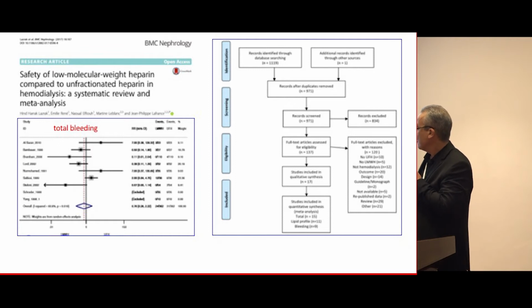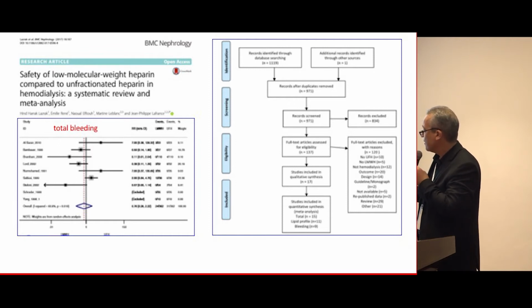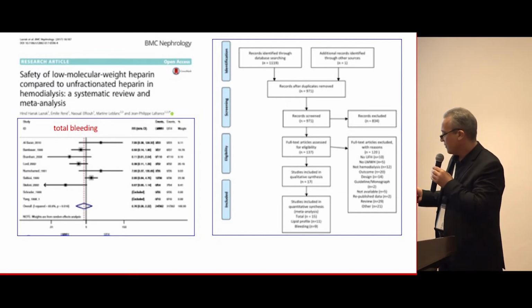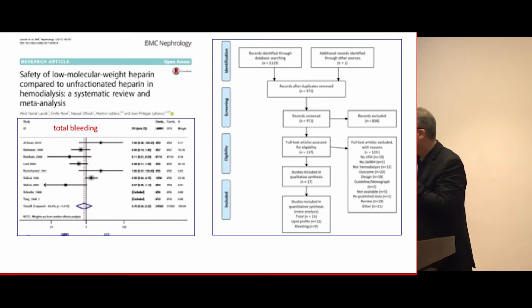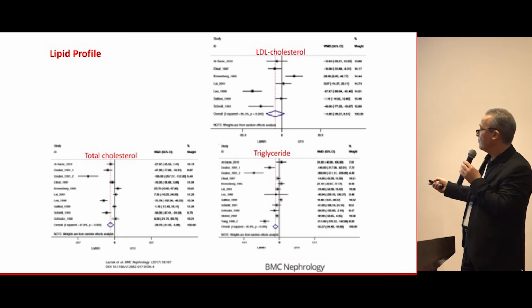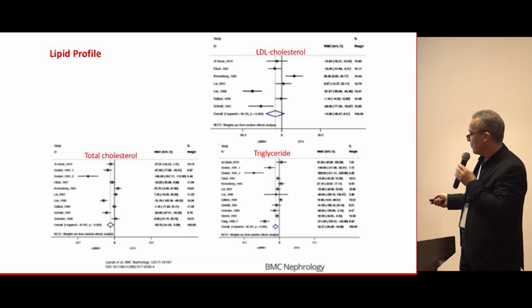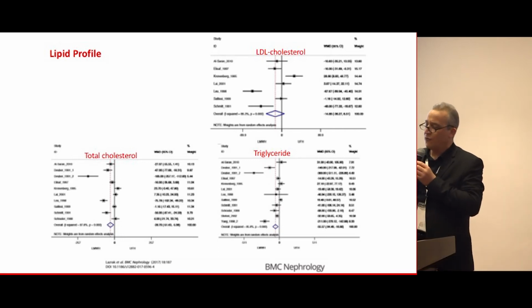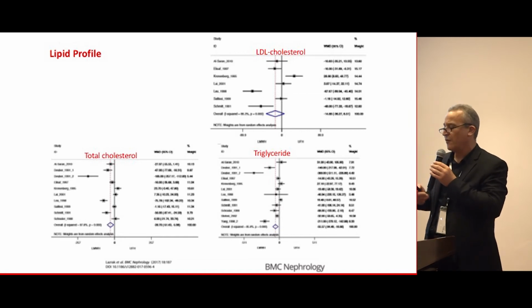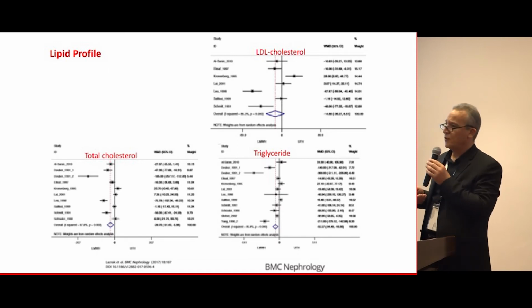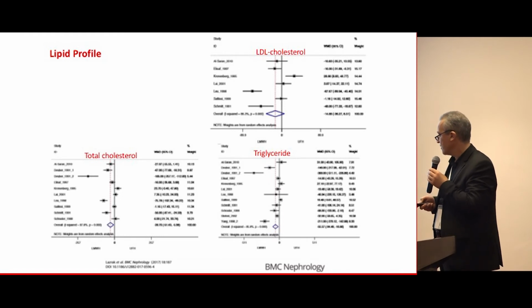This is another systematic review and meta-analysis, more recently published. They find the same result regarding bleeding: no difference. So there is no difference for bleeding between unfractionated heparin and low molecular weight heparin. Otherwise, there is some advantage for lipid profile for total cholesterol and triglycerides, but not for LDL cholesterol, and maybe, as I showed you before, improving the quality of the LDL cholesterol, reducing the small dense LDL 5 and 6, which are very heterogeneous for our patients.